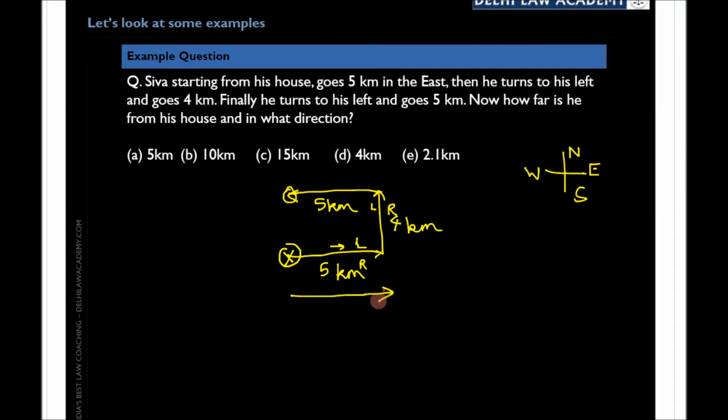We know this is 5. We know this back again is 5. And we know this was 4. So this is just a rectangle and this side is also 4 kilometers. So the answer is that he is 4 kilometers from his house. And if you were asked the direction, he is to the north of his house, because his house is here, he is here right now, and between these two the direction is north. So he's to the north of his house and he's 4 kilometers away. That is the answer for this question.